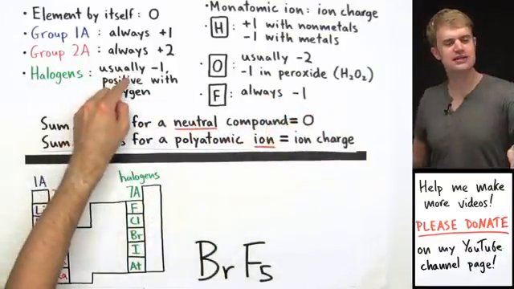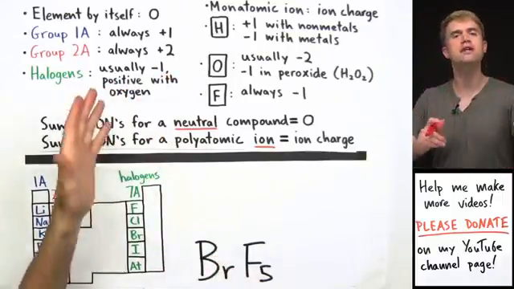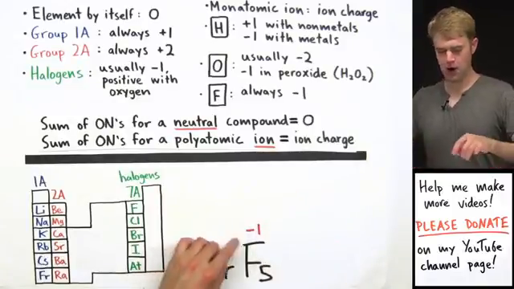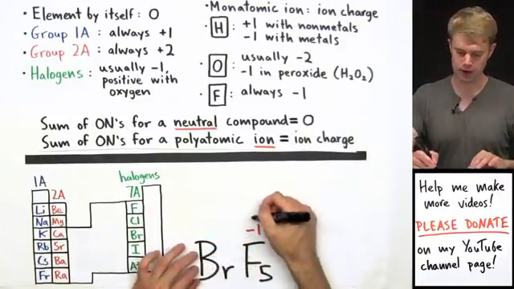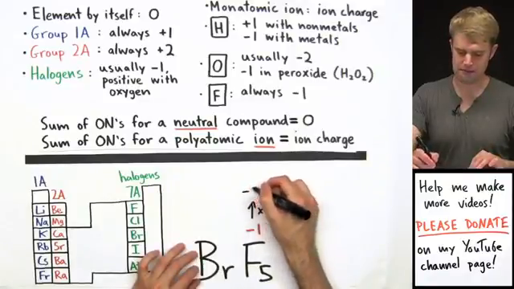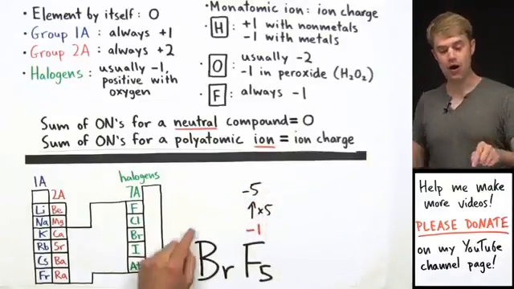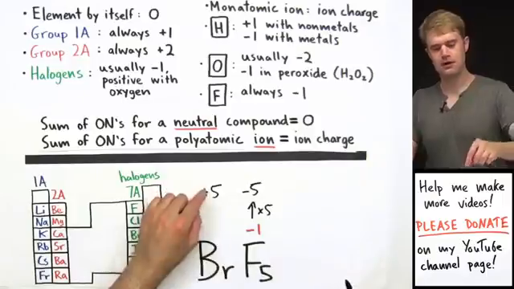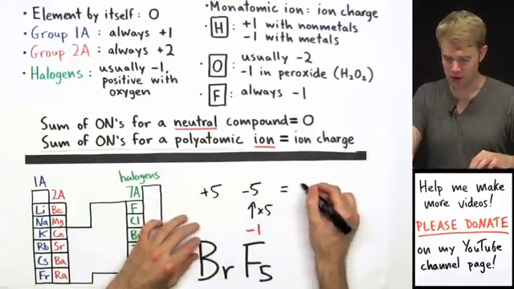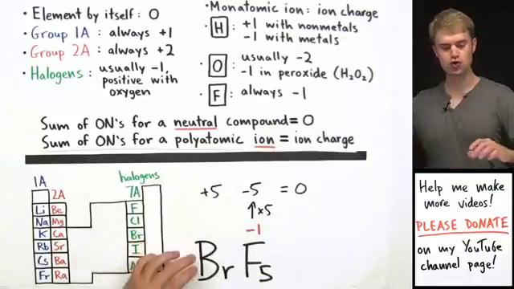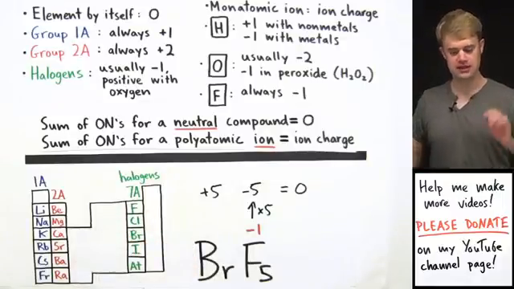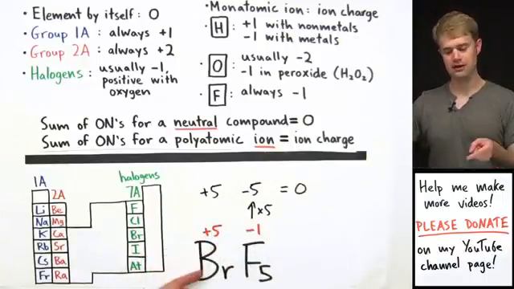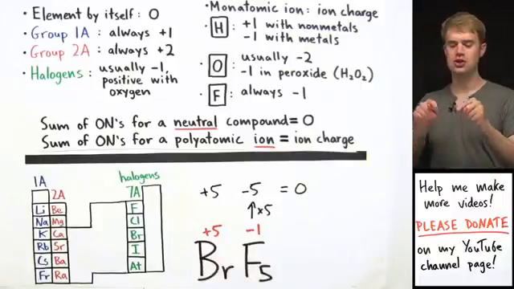Notice that for the halogens here, I said they are usually -1, but they don't always have to be -1. So fluorine here we know is always -1. We have 5 fluorines, so we'll multiply this by 5 to get -5 total. Now, the oxidation number on Br has to be +5, because +5 minus 5 is going to give us 0, and this is a neutral compound. So that means that in this case, the oxidation number on Br is +5, so that it can balance out the -1 oxidation number on fluorine.